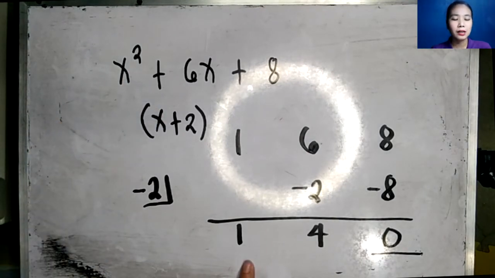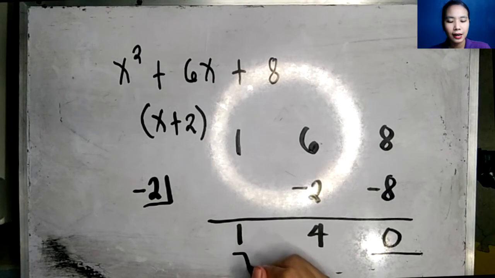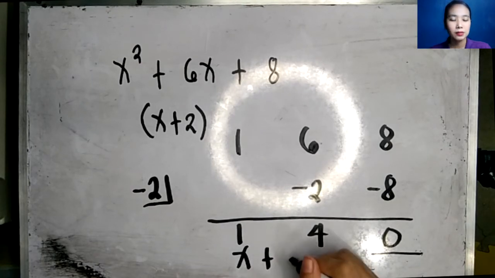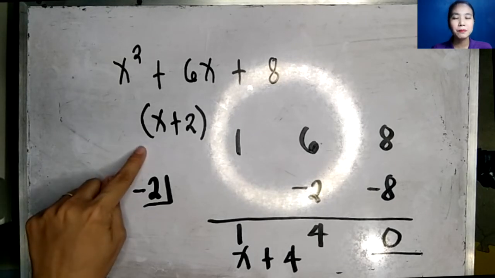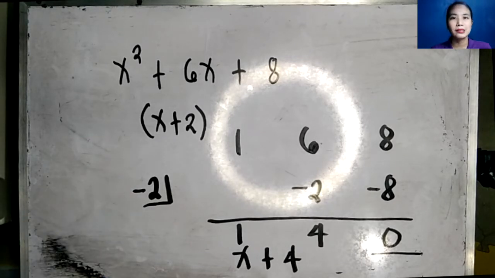So, ang gagamitin natin dito ay magiging x plus 4. Itong ating x plus 4 is the other factor of the given polynomial x squared plus 6x plus 8. So, ibig sabihin, ang factors ng ating x squared plus 6x plus 8 gamit ang synthetic division ay x plus 2 and x plus 4.